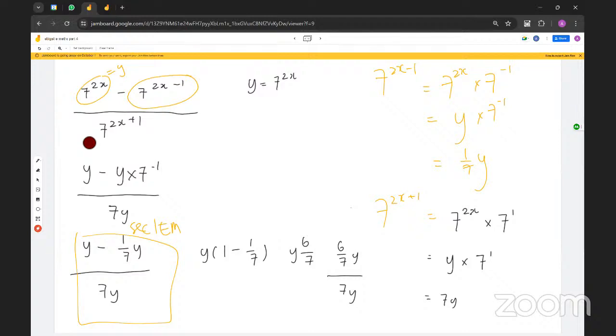Over 7y. Now, again, can something be done out of this? Yes. And what would that be? Kind of like remove the y. I agree with you. The y can cancel each other here. Go ahead. That's very good. Now, how about the resulting fraction? 6 over 7 divided by 7 can also be simplified into.